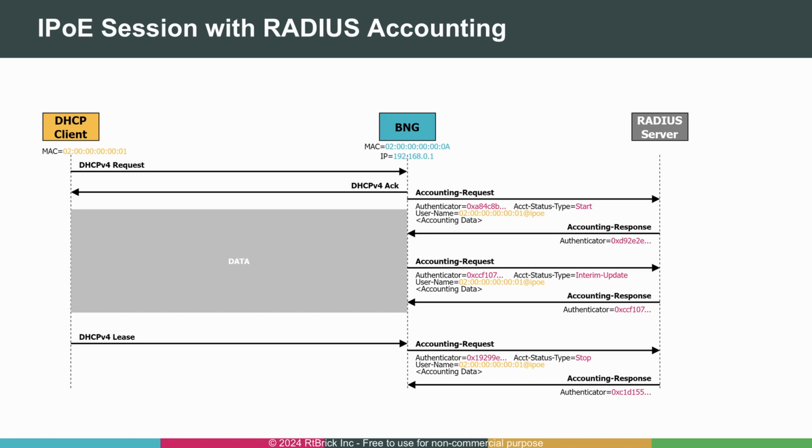The accounting stop message contains total data usage in both directions, the number of packets as well as the volume, and the session duration. Since a BNG might crash or the accounting stop message might be lost, Radius provides interim accounting updates, which the BNG can send periodically to avoid the loss of accounting data.